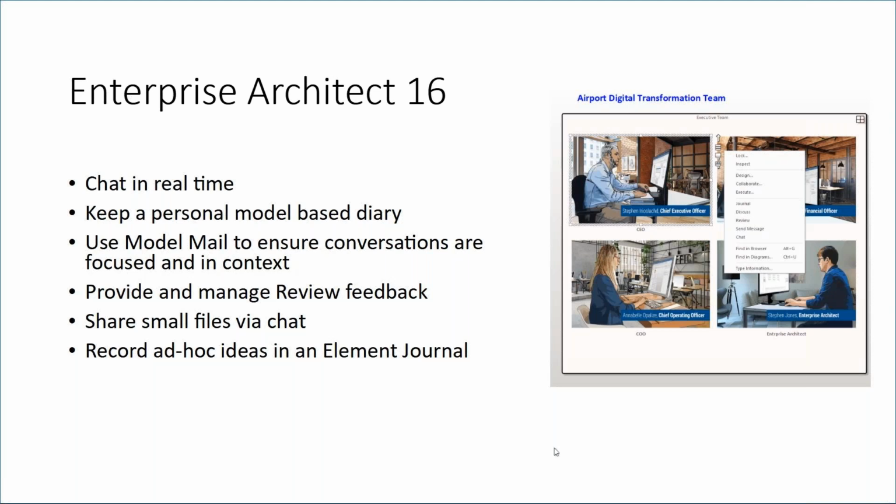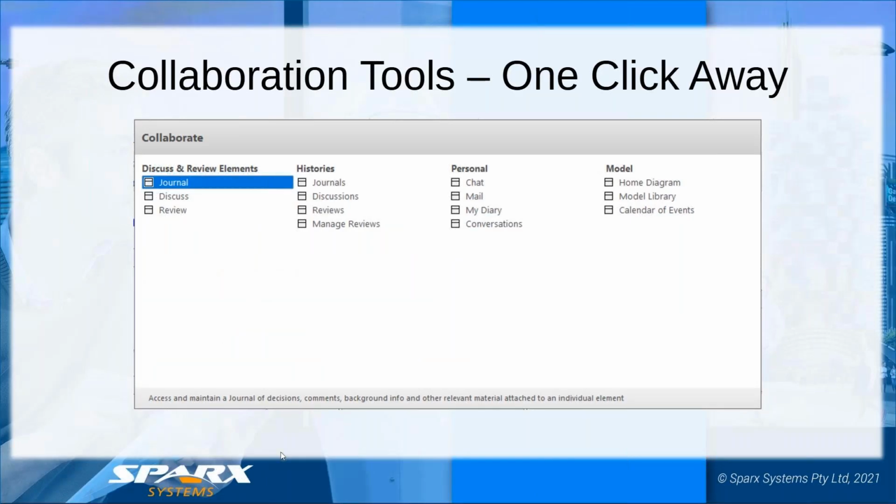But in this particular example, with the release of the Enterprise Architect 16 beta, we're going to be focusing on Enterprise Architect 16. So Enterprise Architect 16 allows you to chat in real time, keep a personal model-based diary, use model mail to ensure conversations are focused and in context, provide and manage review feedback, share small files via chat, and record ad hoc ideas in an element journal. So in today's session, we're going to show how Enterprise Architect 16 can do this.